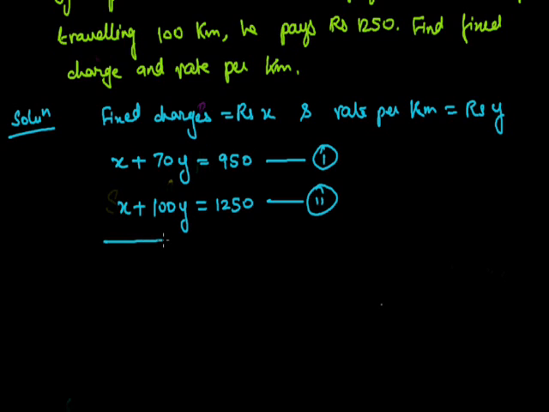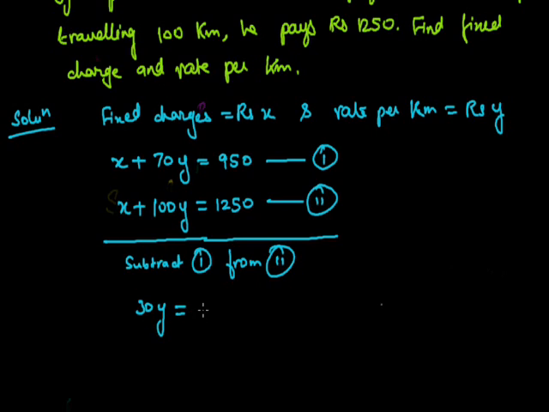So to solve it, we can directly subtract the first equation from the second one, because the coefficients of X are already equal, that is 1. If they are already equal, we need not make the coefficients equal. So if we subtract first from second, what we'll get is 100Y minus 70Y, that is 30Y, is equal to 1250 minus 950, that is 300.